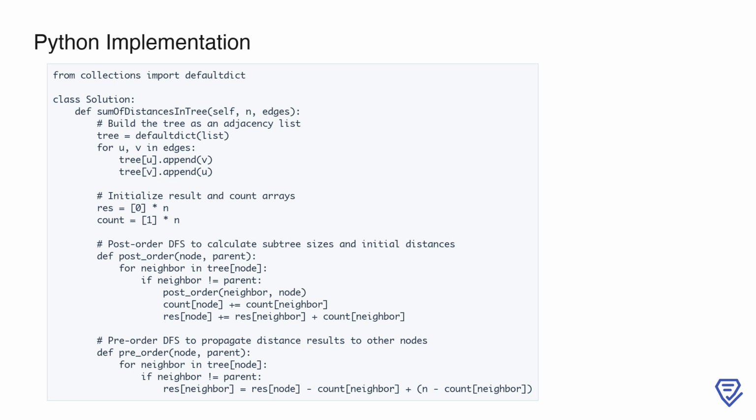Next, we initialize 2 arrays, res, which will store the result for each node, and count, where each entry starts at 1 and will represent the size of the subtree rooted at each node. Now, we define the post_order function.